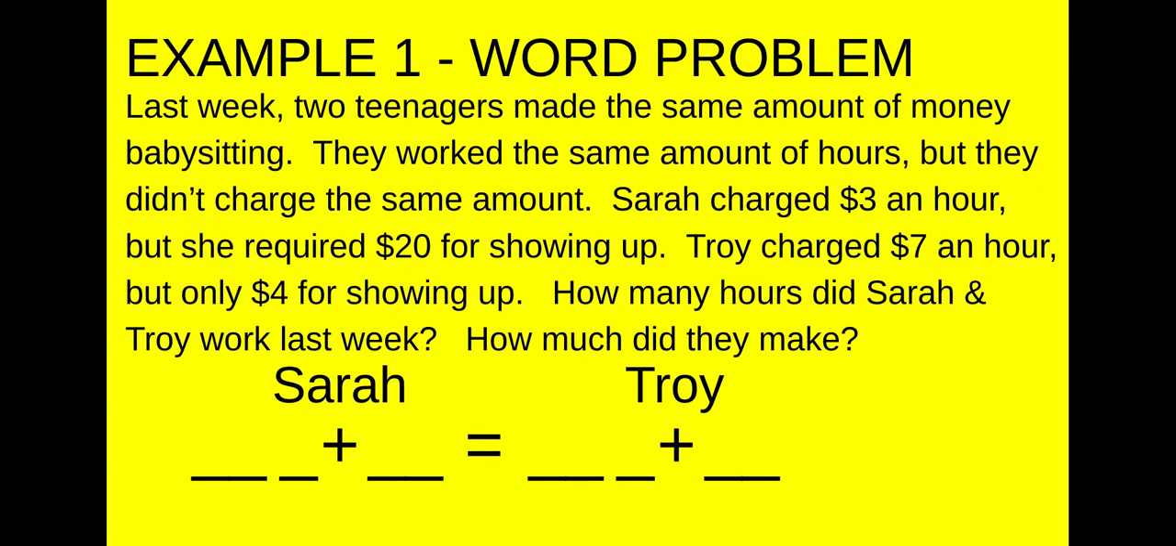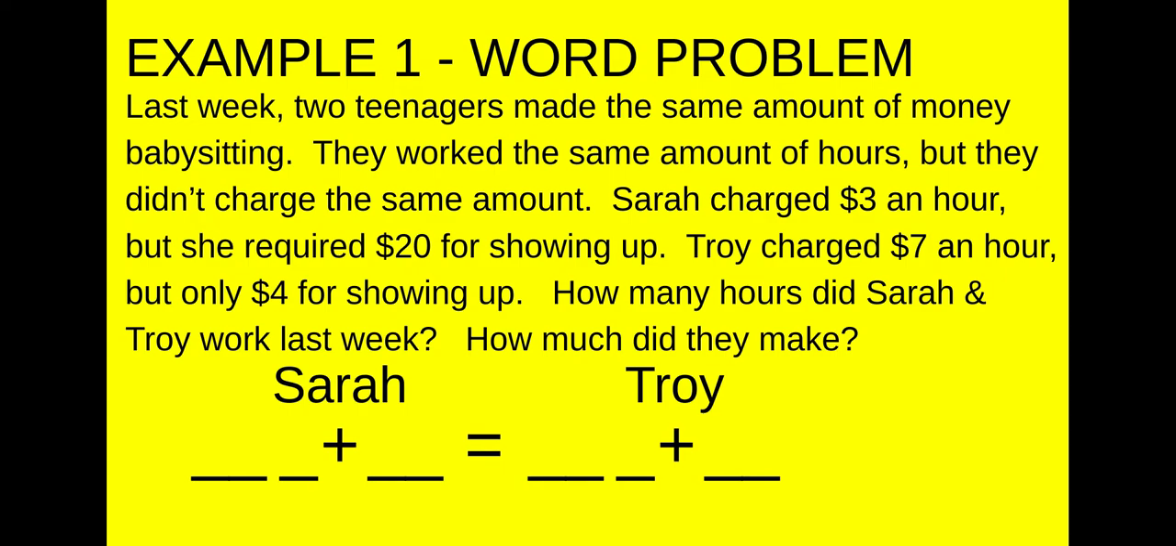So let's look at just Sarah for a second. Sarah charged $3 an hour, but she required $20 for showing up. That means when Sarah came to the door and knocked, as soon as she walked in, they gave her $20. After that, for every hour she worked, she'd get $3. So if she worked 0 hours, $20. She worked 1 hour, $23. 2 hours, $26, etc. Troy was a little bit different. He says, "Listen, I'm going to charge $7 an hour, but I'm only going to charge $4 for showing up," which means he walks in the door and gets $4.